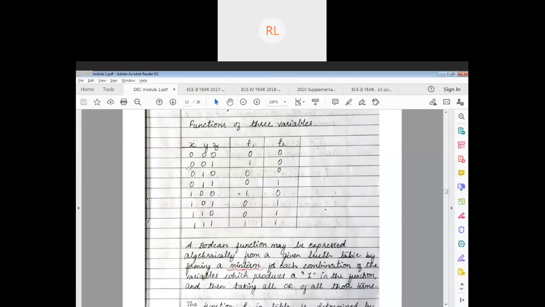Wherever I have 1 in your f1, the corresponding input combinations are picked up, which means f1 is high, so I will take x bar, y bar, z. So this is one of my terms. I have taken it here, x bar, y bar, z, and then I have x, y bar, z bar because I have 1 0 0 here.